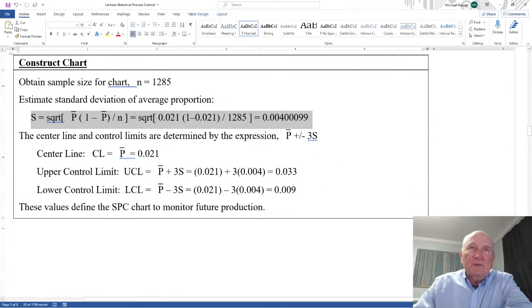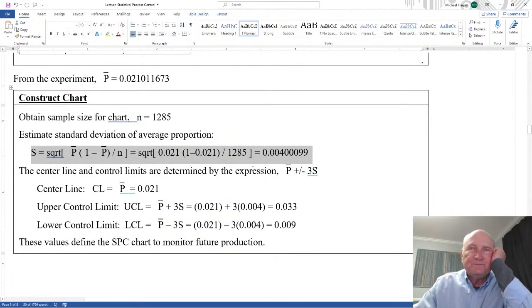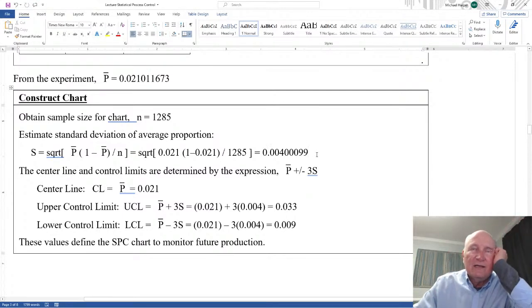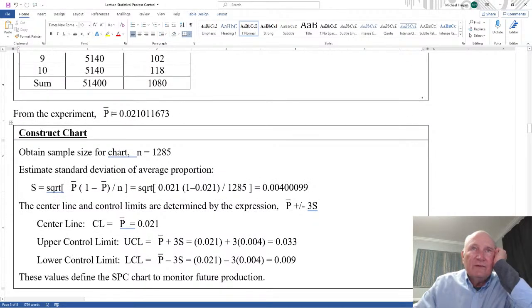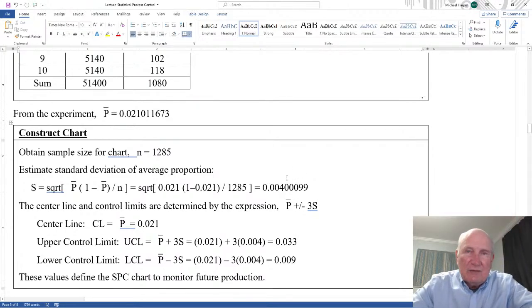Okay, now that we have it, the center. Oh, notice here though, I picked these numbers because it's 0.004000099. There's probably more significant figures than that. But notice I have the p bar is 0.021011673, but down here I just said 0.021. But then over here I have 0.004000099. So there's a rule here, a strict rule that you use for this course, and I highly recommend you use this in industry.